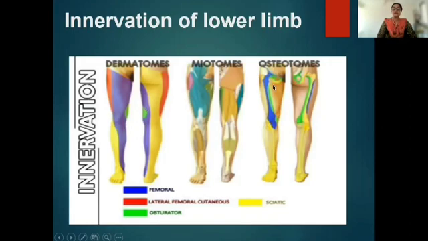And for the osteotomes, the majority anteriorly is by the femoral, and the hip and the knee by the obturator, and posteriorly by the sciatic. The major muscles are supplied by the femoral, and the hip adductors by the obturator.